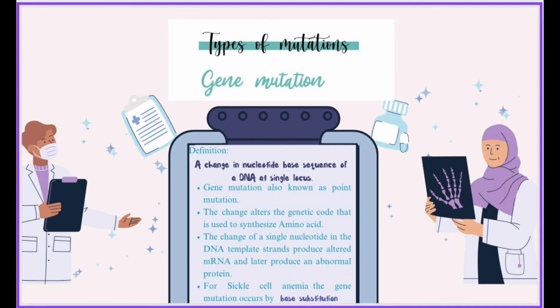For sickle cell anemia, the gene mutation occurs by base substitution. We have three types of base substitution, but in this disease, it occurs because of the base substitution.